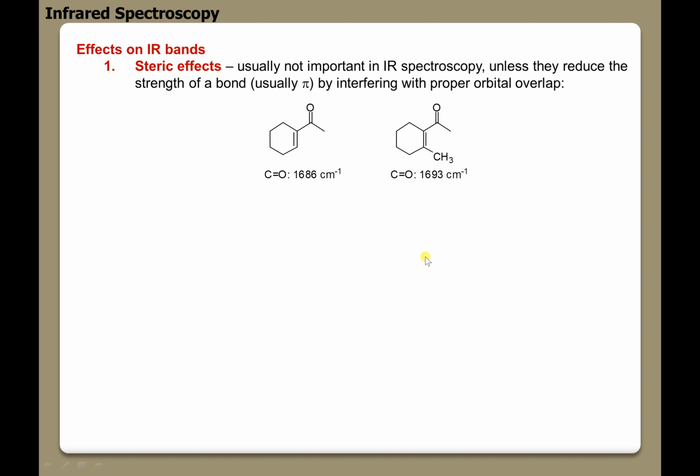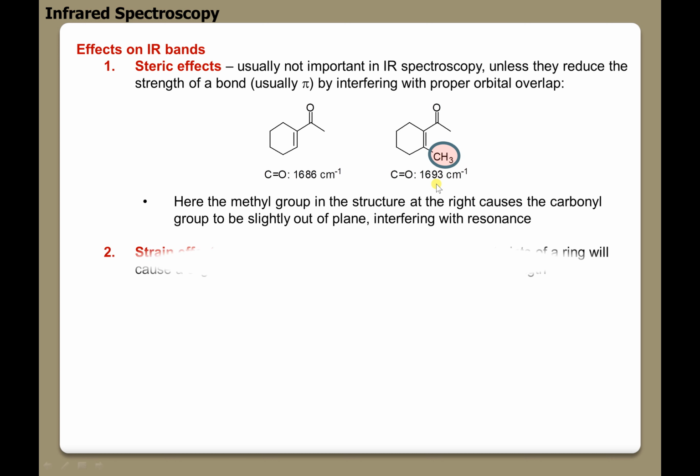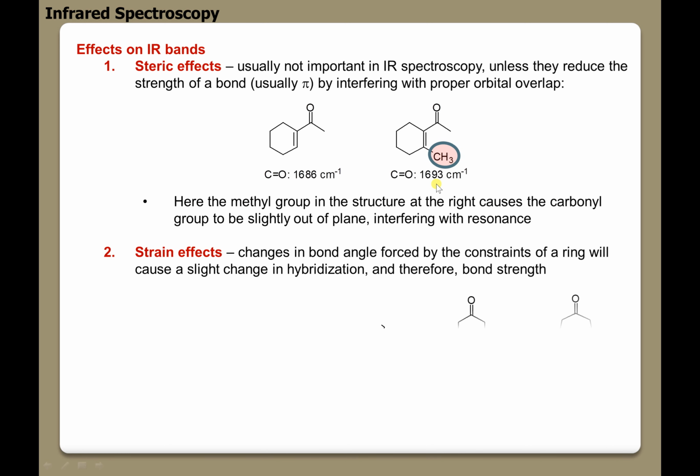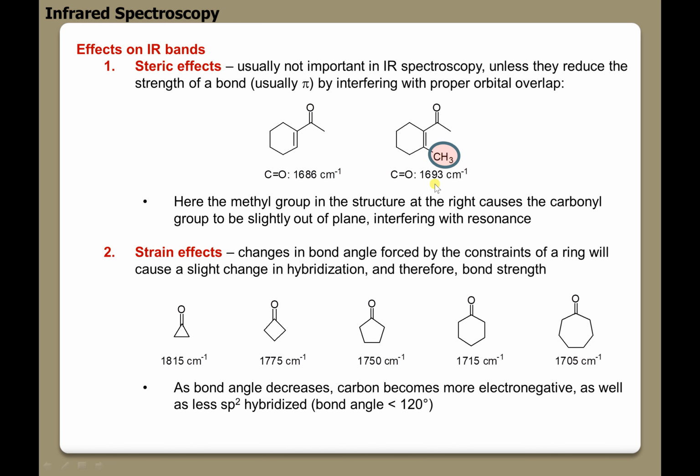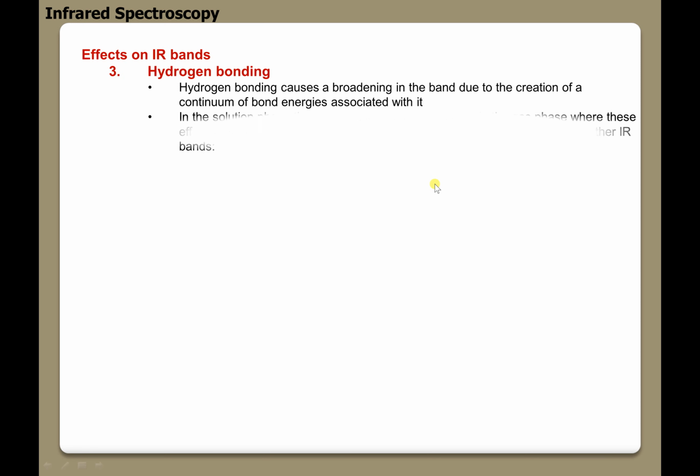Steric effects: if you put an alkyl group which is creating a steric hindrance, as long as this system is there, they are in one plane, but by putting this, it is thrown out of the plane, and resonance is broken, so this absorbs at higher frequency. Same strain effects we have seen already, and we will see hydrogen bonding.